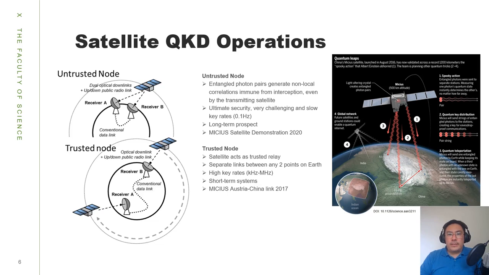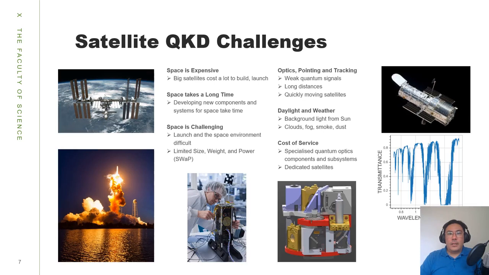More practical in the short term is trusted node. The satellite acts as a trusted relay, creating keys between separate places on the Earth and relaying the keys between them. Here, you do need to trust the operation of the satellite, but in some circumstances, this is a valid security assumption. These can achieve high key rates, kilohertz to perhaps megahertz, and this system was used by the MISIA satellite to link Austria and China in a video conference in 2017. So satellite QKD has been shown to be feasible by the MISIA mission.